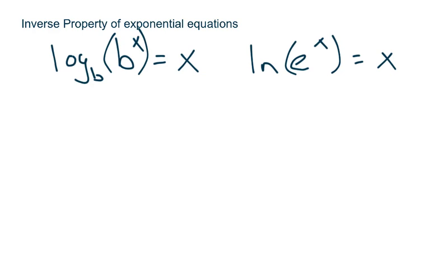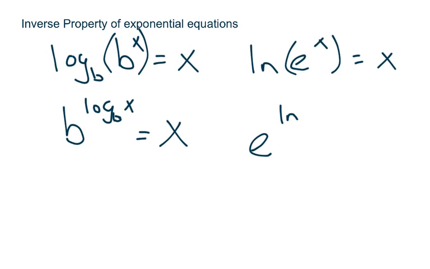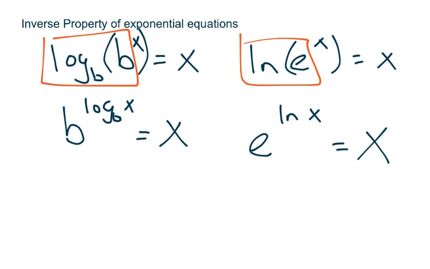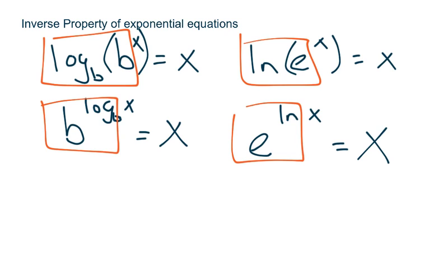Okay, so that's the first half of it. The second half of the inverse property says that if we have b to the log base b of x power, that is also equal to x. Or if we have e to the natural log of x power, that is equal to x. Okay, so if you're taking the log base b of b, the natural log of e, those are all inverses of each other. Or same thing, b to the log base b, e to the natural log. Those all cancel each other out. Okay, so what you're left with then is just the exponent, or just the variable that you are looking for.